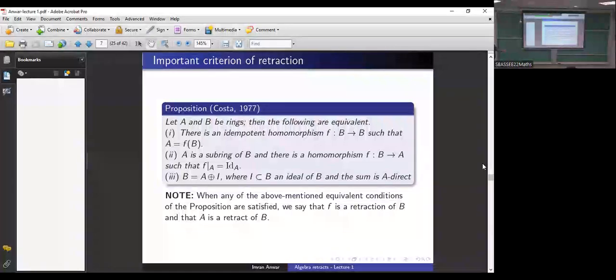Okay, when any of the above mentioned equivalent conditions of the property is satisfied, we say that F is a retraction of B. So I told you one of the central problems is to find ways to construct the retraction. So this is one of the important results which helps us to give a retraction map.